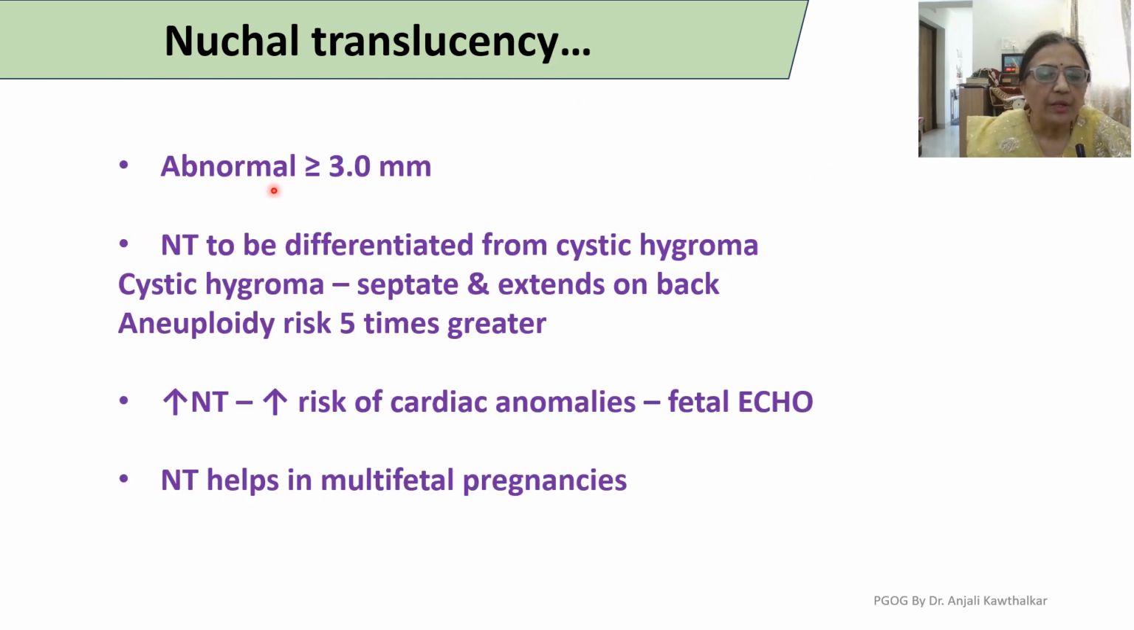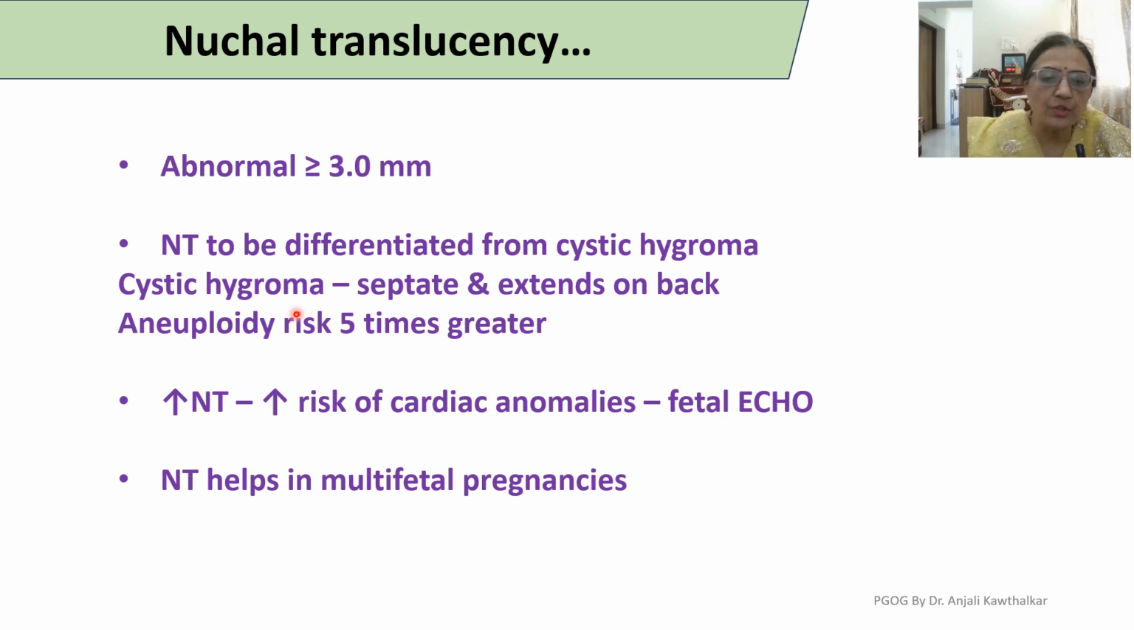Abnormal is whenever NT is greater than or equal to 3.0 millimeters. NT needs to be differentiated from cystic hygroma. Cystic hygroma is a fluid-filled area with septations. So it is septate and it extends onto the back, whereas nuchal translucency is limited to the neck. Aneuploidy risk is 5 times greater with cystic hygroma as compared to increased nuchal translucency, and that is why it is important to differentiate between these two.